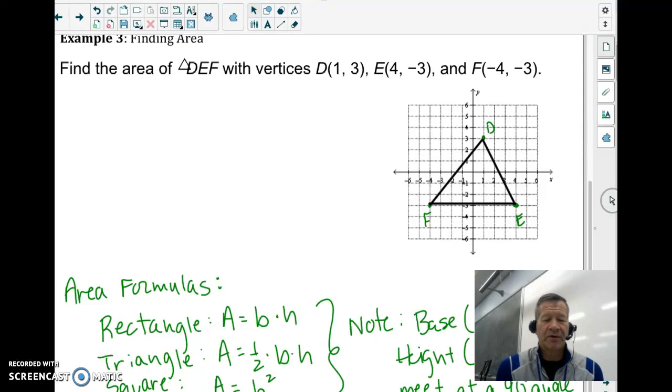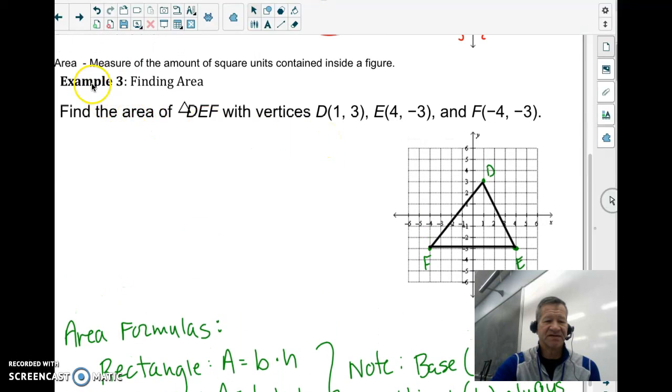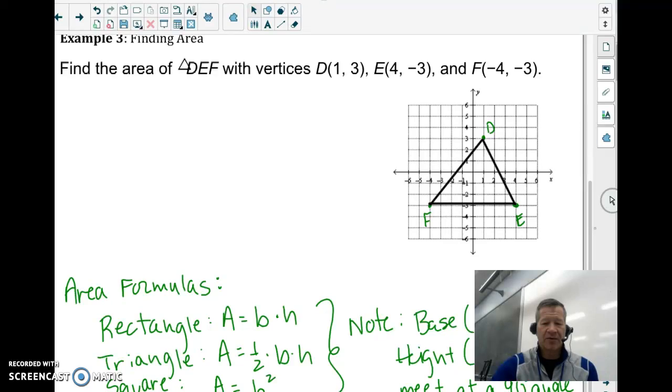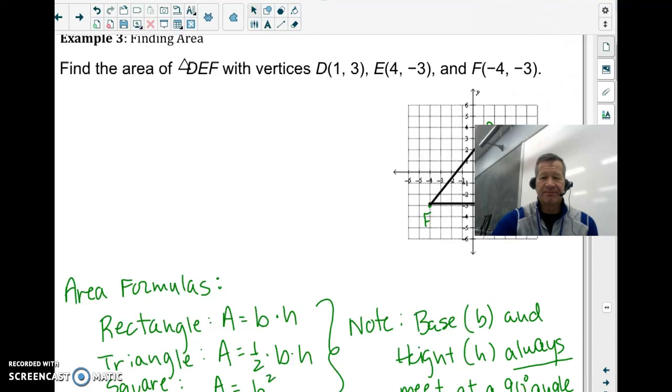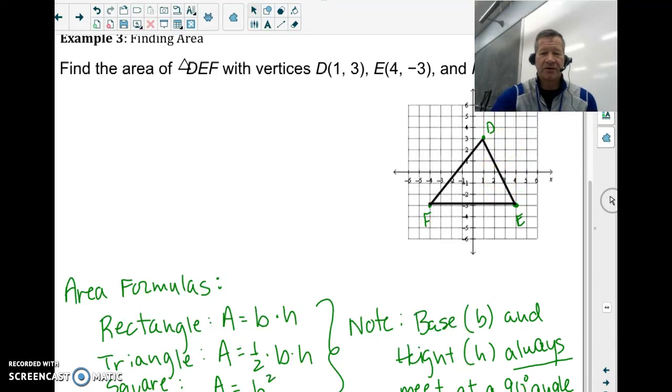In example 2 here, we're going to find the area of a polygon. Now I realize, if you notice, my sheet says example 3, but this is the same as example 2 in your notes. Area is defined as the measure of the amount of square units contained inside a figure. So I've begun this problem already, just to speed things up and make your video a little shorter.